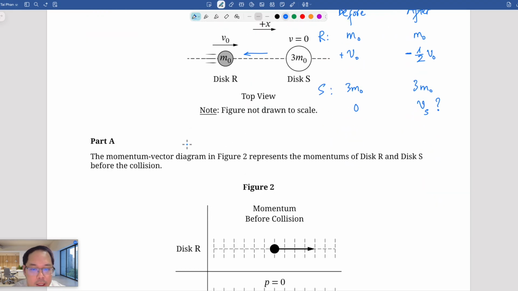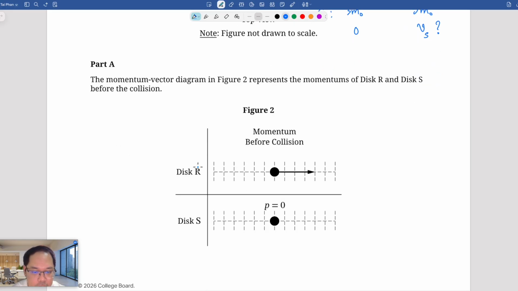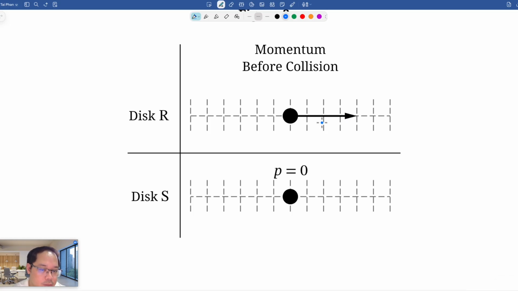Okay. Part A of this question. The momentum vector diagram in figure 2 represents the momentums of disk R and disk S before the collision. Okay, so we have the disk R here, the vector which represents the momentum is to the right, and its length is 4 grid spaces. We can call it 4 small squares, just square, but 4 grid spaces is the point. And the disk S has no vector because it was stationary, standing still.